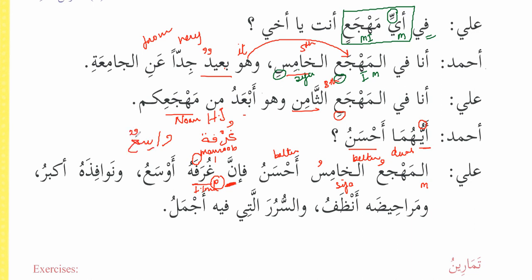وَنَوَافِزَهُ. Nawafiz is plural of nafiza. Nafiza means window, with a ta marbuta. Nafiza singular and nawafiz is plural. Its windows are akbaru. Akbaru comes from kabir. Kabir. Akbaru, are bigger. Wa marahidahu. Marahid means the toilets. The toilets are anzaf, nadif, coming from nadif. So these structures are all comparative.